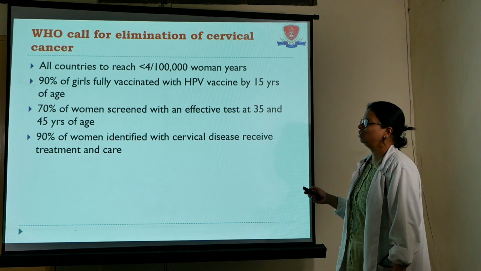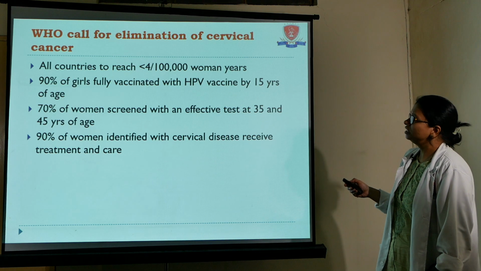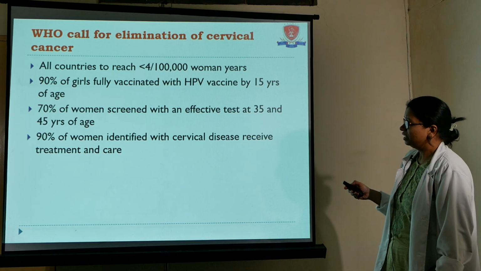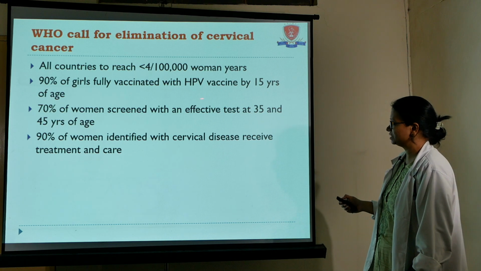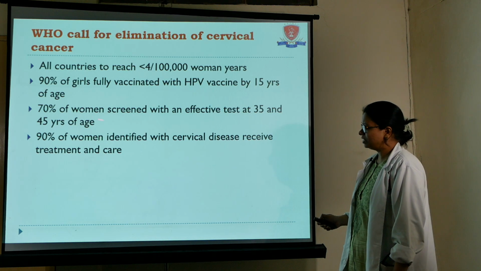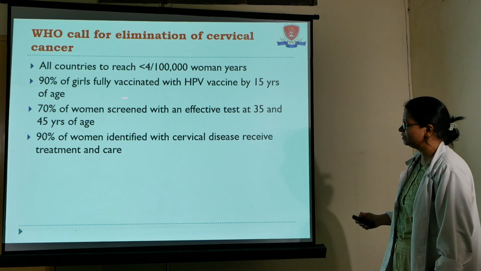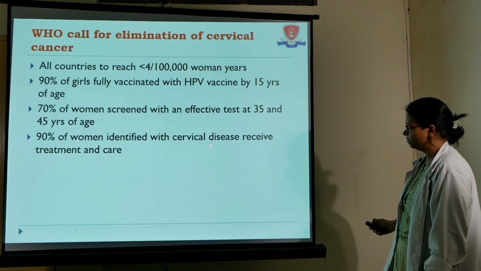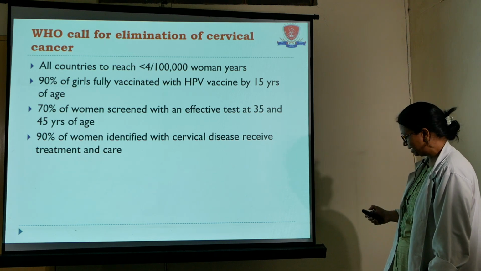This is the new thing. WHO called for the elimination of cervical cancer. All countries should reach less than 4 per 1 lakh women years. 90% of girls should be fully vaccinated with the HPV vaccine by 15 years of age. 70% of women should be screened with an effective test at 35 and 45 years of age, and 90% of women identified with cervical disease should receive treatment and care.